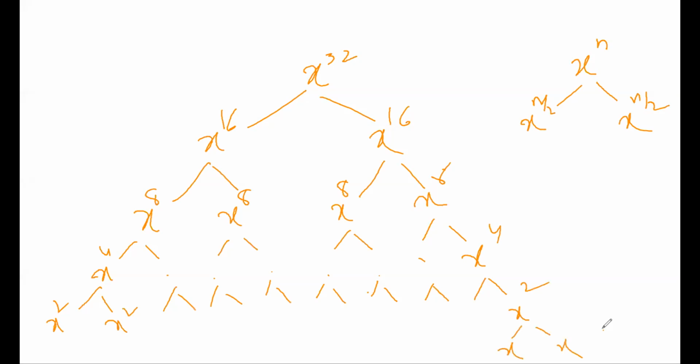In this case, when you have x, you don't need the left branch. You can just cut it off. So x multiplied by itself will give you x squared.